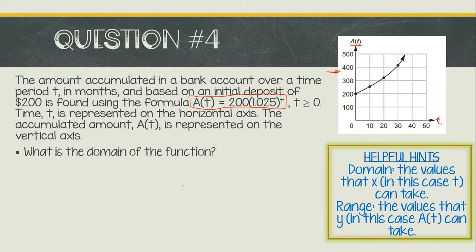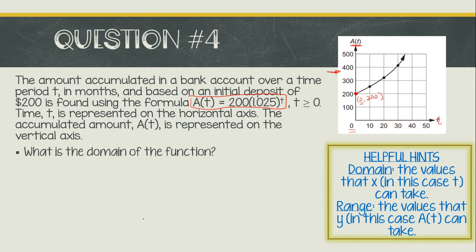We are first asked what the domain is, and remember the domain are the values that x can take, or in this case T. So if I look here, my first point on my function happens to be at my y-intercept, which is in this case (0, 200). So the first value that T takes on is 0, okay? That's that first value there.